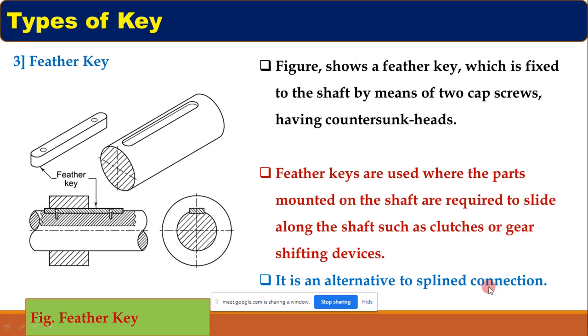You might have observed this spline connection in the propeller shaft. This spline shaft is also used in the gearbox, and in the propeller shaft, so that axial movement is possible between two elements. So this feather key is the alternative to the spline connections. We are going to discuss the spline shaft in the next lecture. Just remember that the feather key is the replacement to the spline connection.